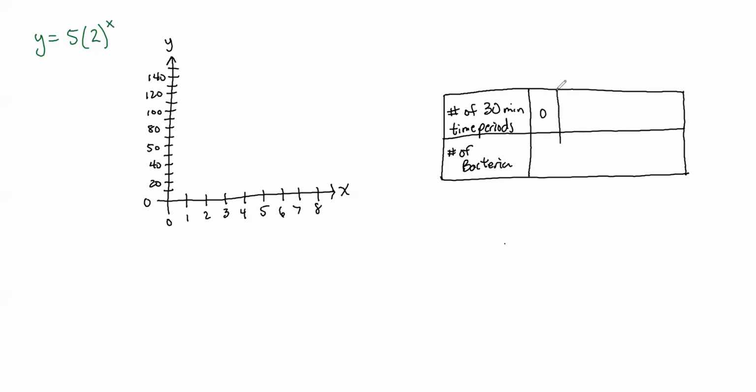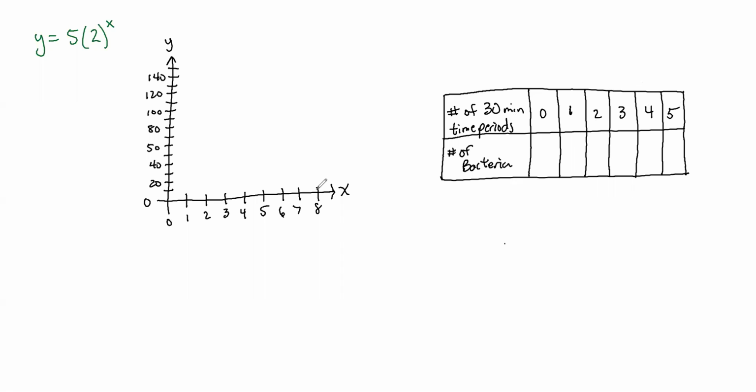Start with time of 0, go to 1, 2, 3, 4, and 5. Now, obviously, my table only goes to 5. My graph goes to 8. I can continue. I might not even need all 8 of these on here.